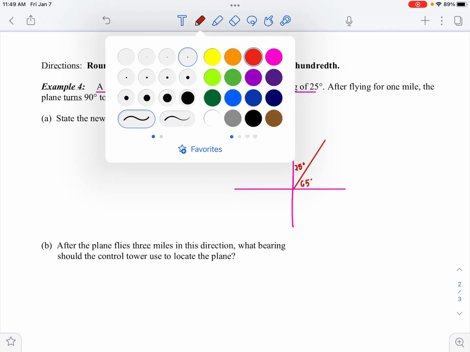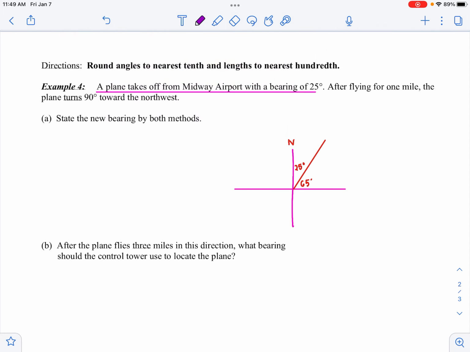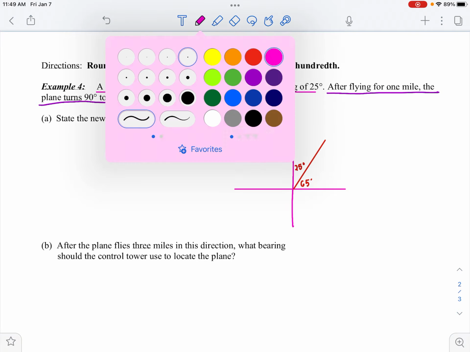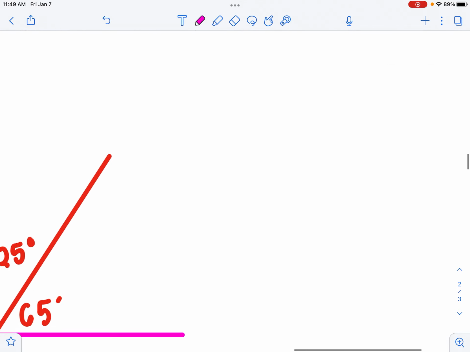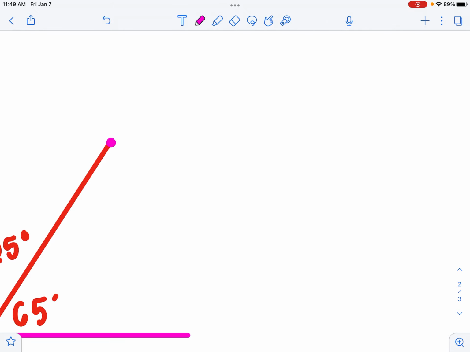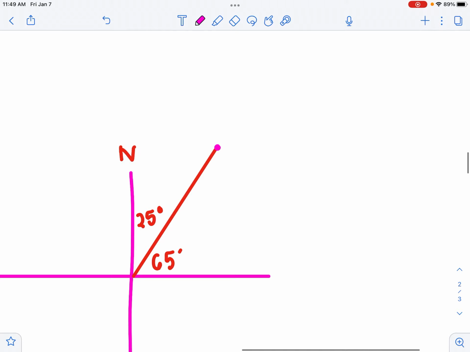Okay? All right, so now the next sentence says, very importantly, after flying 1 mile, the plane turns 90 degrees towards northwest. So notice there's now a new direction. So since there's a new direction, I have to draw a new compass, and I want the origin to be right here because that's where the plane is right now. So the plane's right there. So from there, I'm going to draw a new compass.